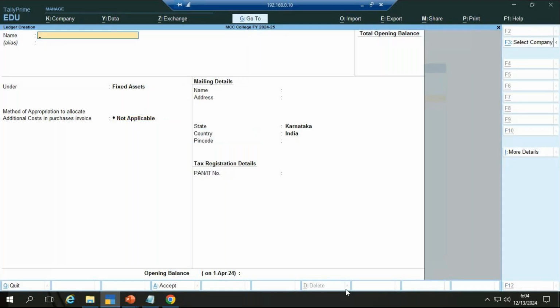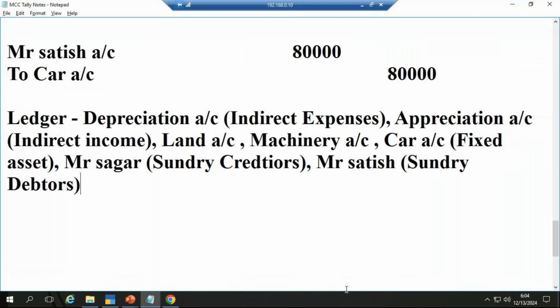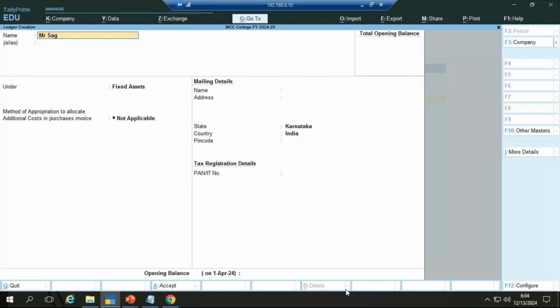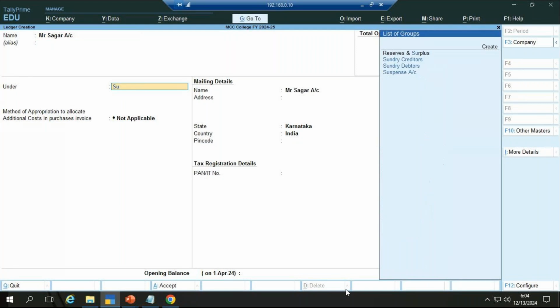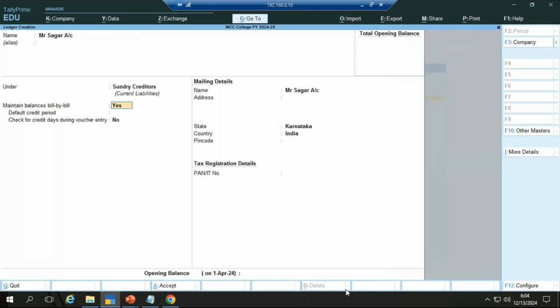Next, Mr. Sagar and Mr. Satish. I'm taking here Mr. Sagar account. He's the vendor for my business, so sundry creditor.